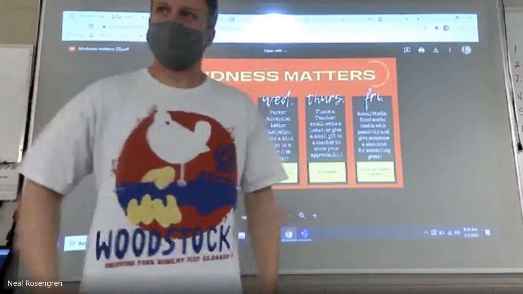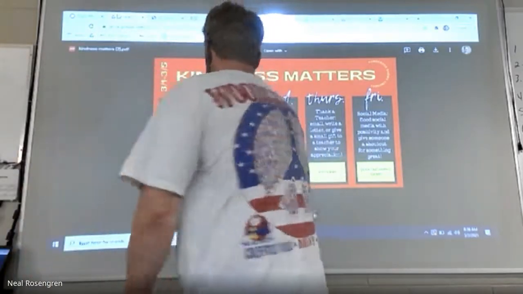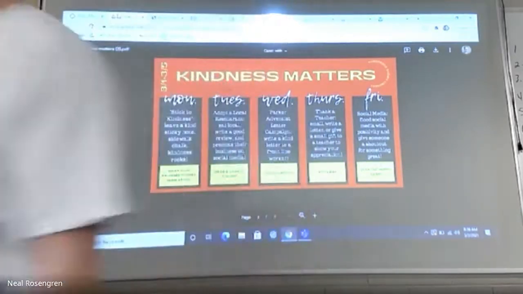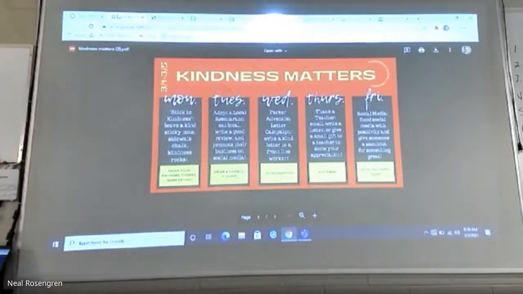Woodstock '99. Doesn't seem so vintage to me, but 22 years ago it's kind of vintage. And Mrs. Rosengren was actually there. She got this shirt at that concert, so at that festival. Pretty awesome.